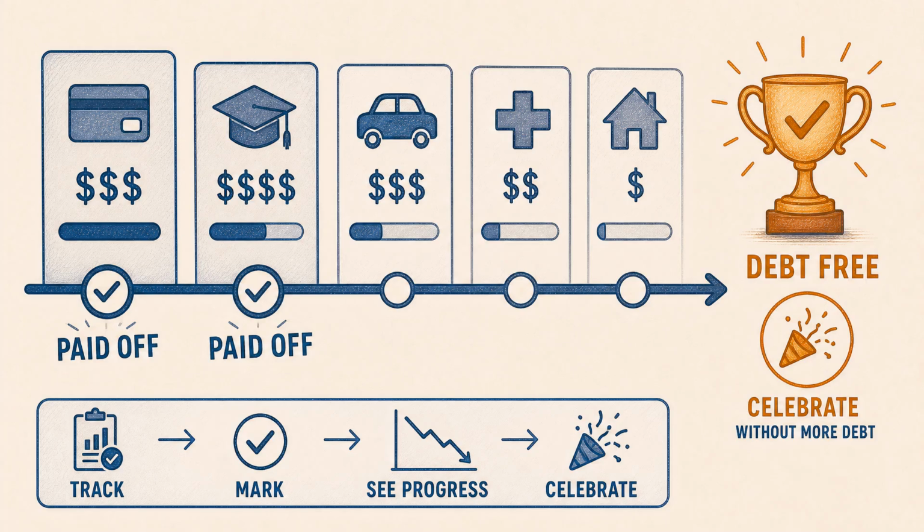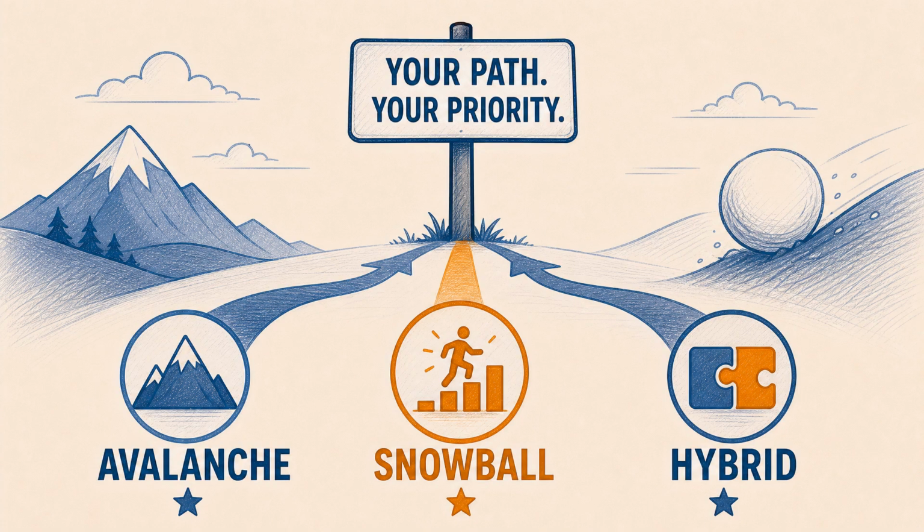Whichever method you choose, make progress visible: track balances going down, mark each paid-off account, and celebrate without spending more debt. The goal is to make the payoff process feel real long before the final balance reaches zero. If you want the method that usually saves the most interest, choose Avalanche. If you need early wins to stay committed, choose Snowball. If both are true, use a hybrid and be honest about what keeps you consistent.